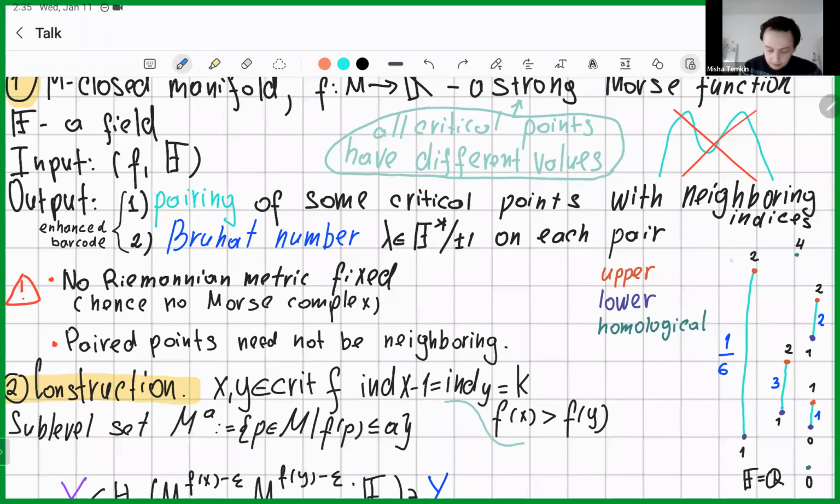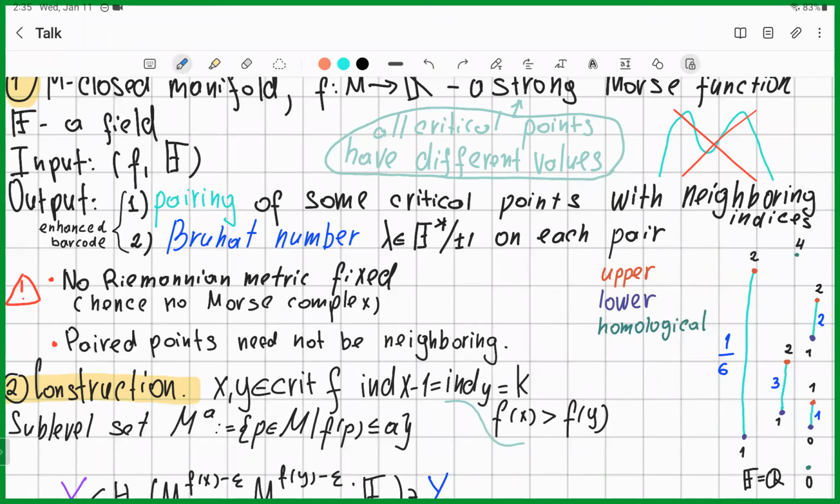So for example, take this pair. These two critical points are not neighboring in the natural linear order because there are many points in between them. All these points are in between them, and still these two critical points are paired. And just a basic number, these Bruhat numbers.